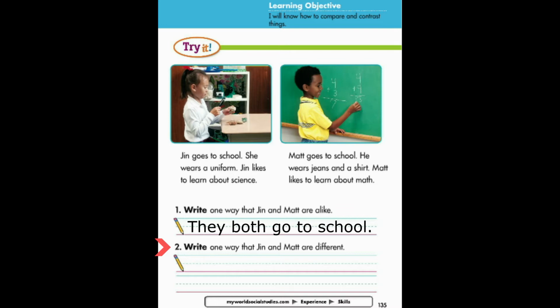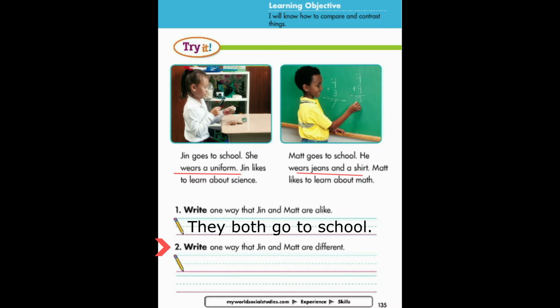Let's read the paragraphs again. Jen goes to school. She wears a uniform. Jen likes to learn about science. Matt goes to school. He wears jeans and a shirt. Matt likes to learn about math. I see 2 ways that Matt and Jen are different. Do you see them? One is about their clothing, and the other is about what they like to learn in school.